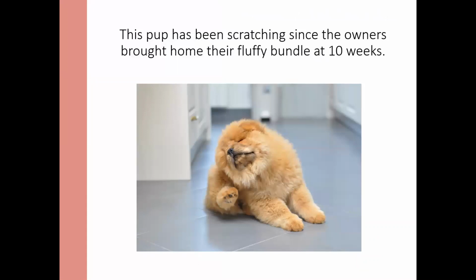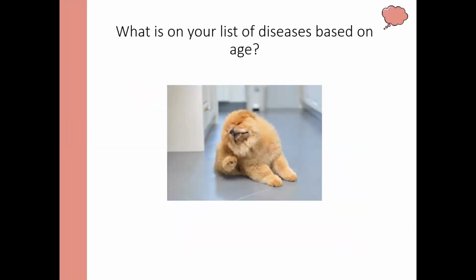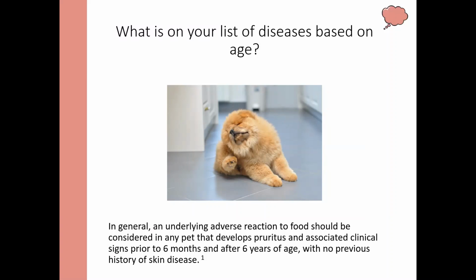This pup has been scratching since the owners brought home their fluffy bundle at 10 weeks. What's on your list of diseases based on the age of this puppy? In general, an underlying adverse reaction to food should be considered in any pet that develops pruritus and associated clinical signs prior to 6 months and after 6 years of age with no previous history of skin disease.